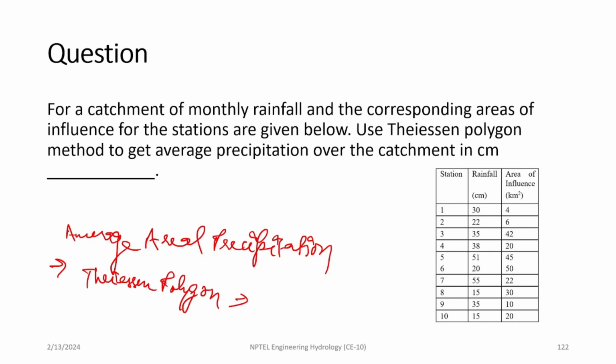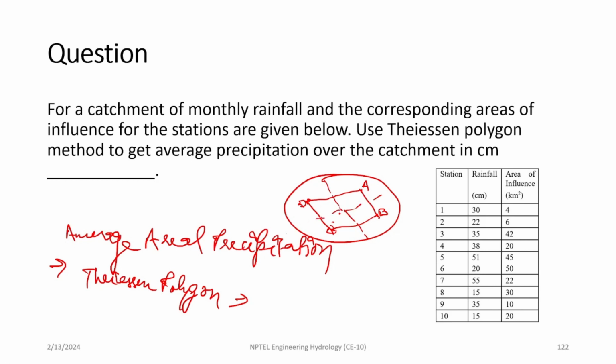Yeah, we have to bisect the lines, draw normals, and construct a polygon. Suppose we have a catchment and we are provided with point stations, that is, rain gauges. Let's say we have A, then B, then C, then D. Initially we join all these rain gauge stations, and then we construct a perpendicular bisector to each.